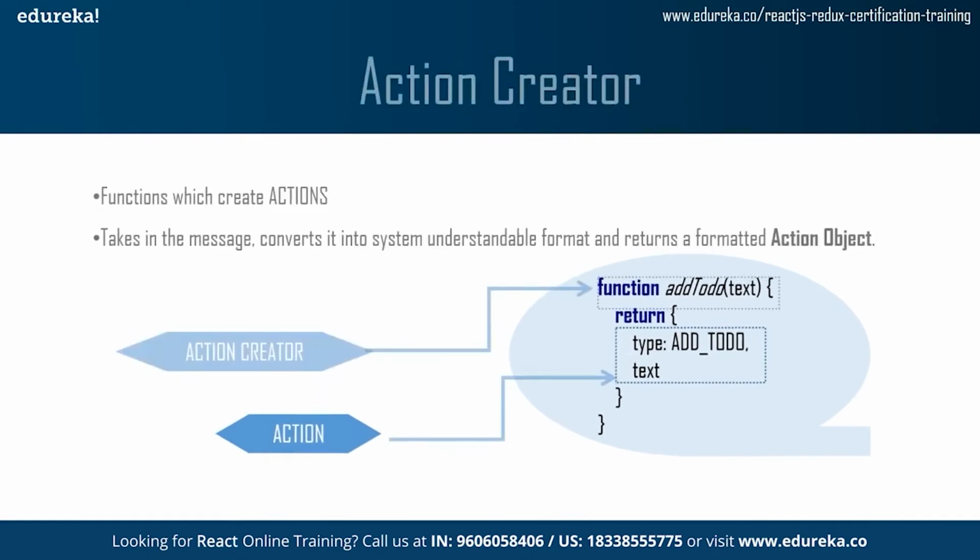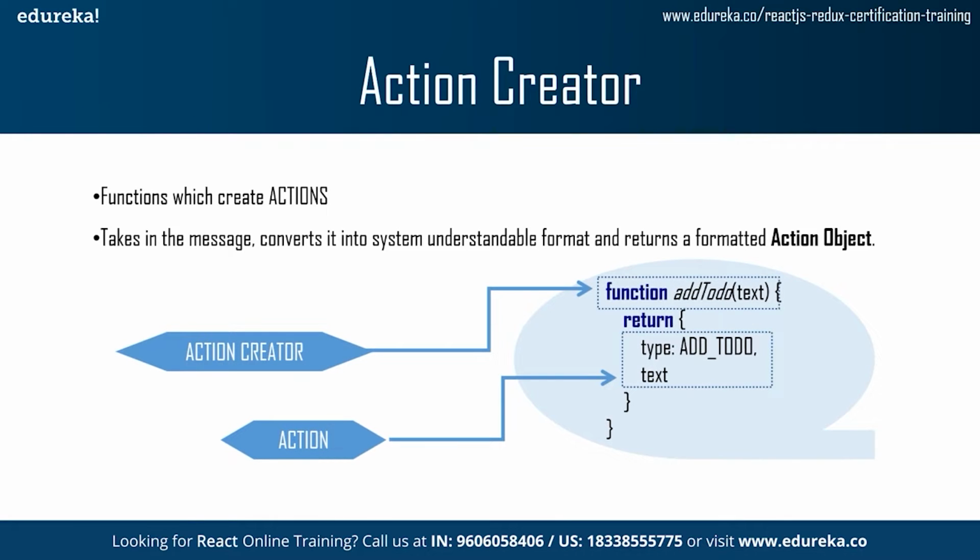Now talking about the action creator, action creators are the functions which create actions, and they take in the message, convert it into a system understandable format, and return a formatted action object. Action creators are normal functions that return the action, and to call this action anywhere in the application, we can simply use the dispatch function, where we can define dispatch, and then we can define addTodo text as a part of the dispatch method. So here we can add dispatch.